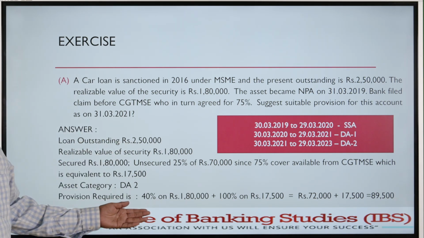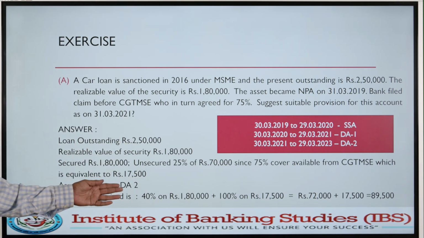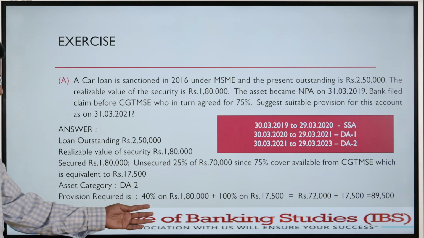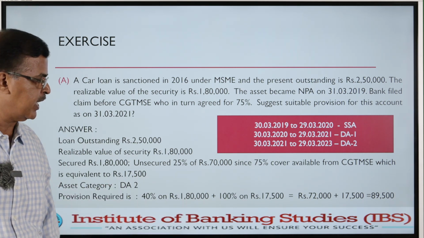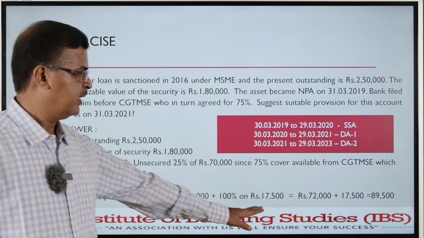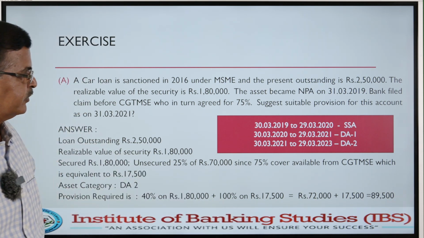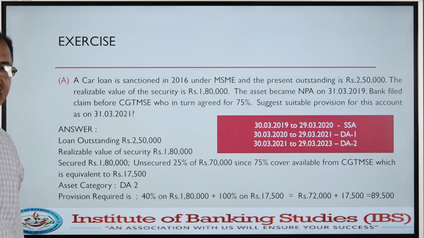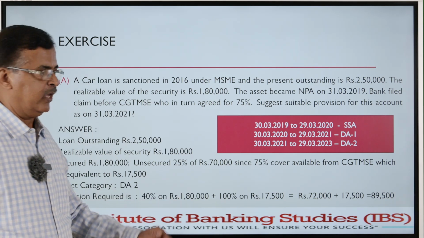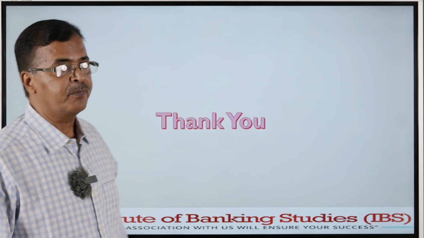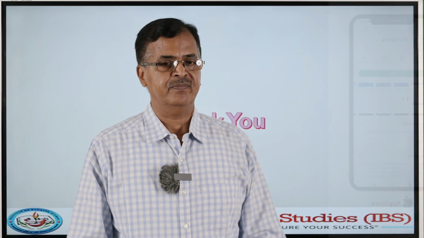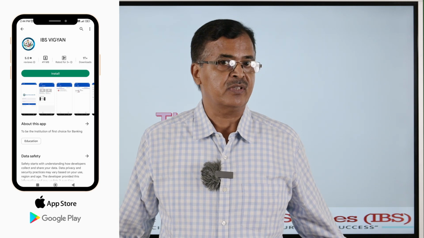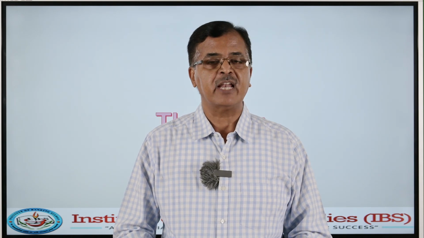If you calculate on that, the provision required for this particular DA2 asset is 40% on 1,80,000 and 100% on 17,500. The total provision requirement is 89,500. So this way you can calculate non-performing asset provisions easily. Friends, I think this explanation has given you a good idea about NPA provision calculation.